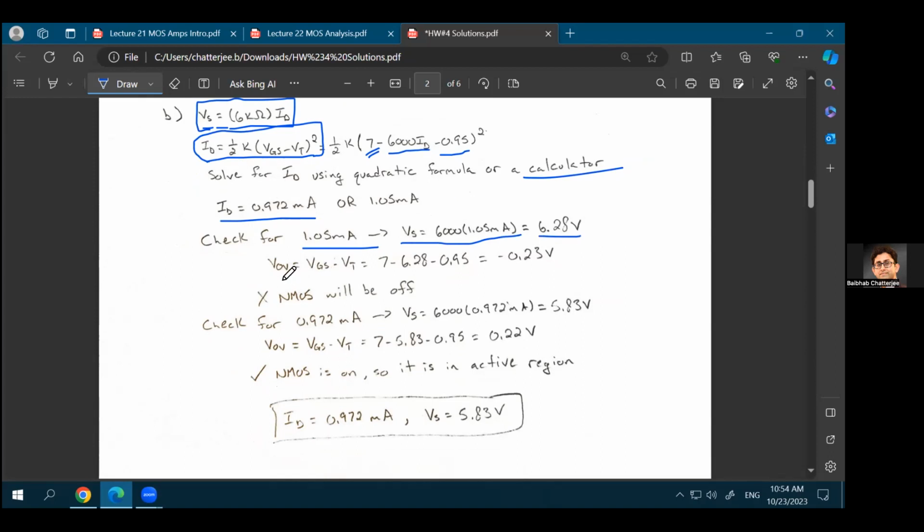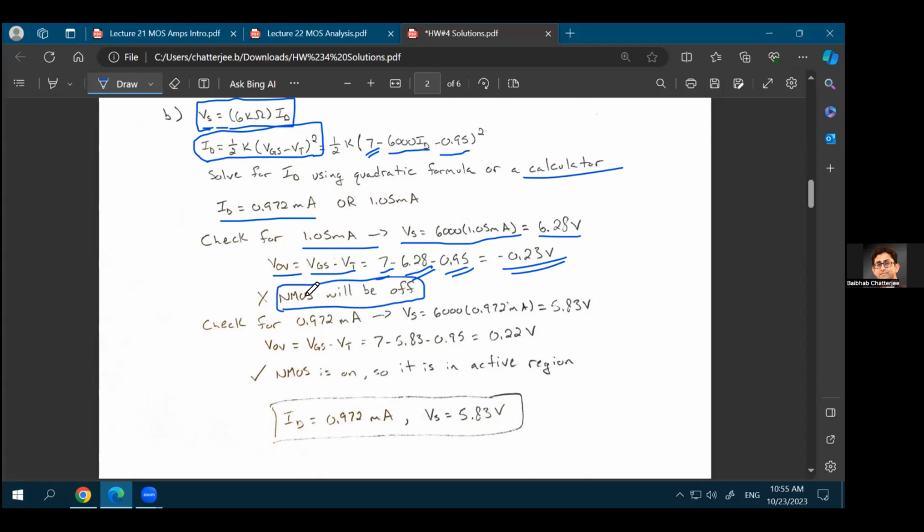But your V overdrive will be VGS minus VT, so gate voltage is 7, source voltage is 6.28, and VT is 0.95. So overdrive will be a negative voltage. In other words, your gate to source voltage will be less than your threshold voltage. If the gate to source voltage is less than the threshold voltage, the NMOS will be off.